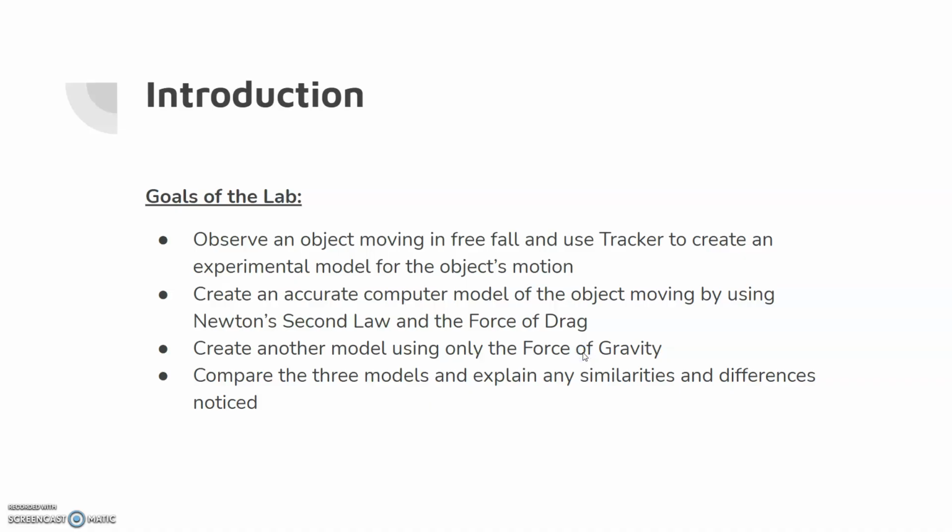The goals of this lab were to observe an object moving in freefall and use Tracker to create an experimental model for the object's motion. Secondly, to create an accurate computer model of the object moving by using Newton's second law and the force of drag. Thirdly, to create another model using only the force of gravity without the force of drag this time. And then finally, compare all three of the models and explain any similarities and differences noticed.